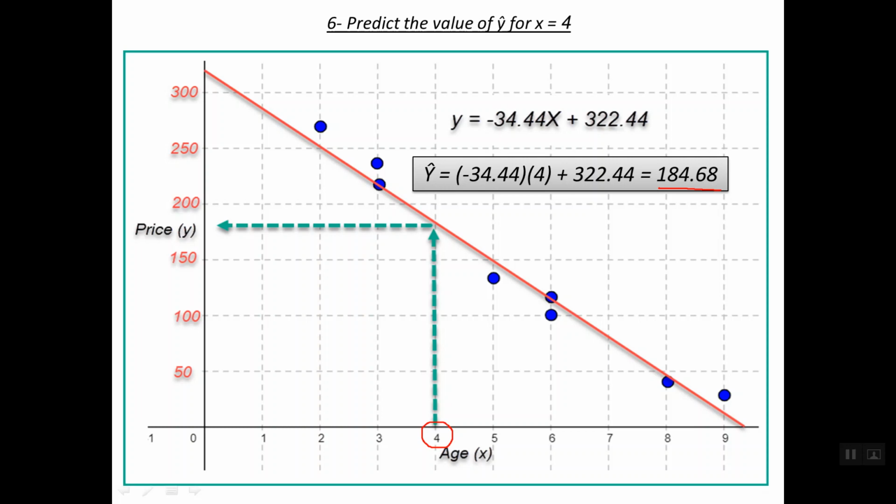So again, if you draw a vertical line from the point x equal 4 till it reaches the regression line, and from this point take a horizontal line, we have the predicted value for the car of age 4 years. Again, because the x value, which is 4, is inside our range, we call this process in math interpolation.